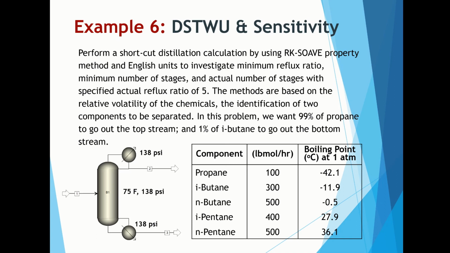The methods are based on the relative volatility of the chemicals and the identification of two components to be separated. In this problem, we want 99% of propane to go out the top stream and 1% of butane to go out the bottom stream. The distillation column is operated at 138 psi and 75 degrees Fahrenheit. The components to be separated are shown in the table.